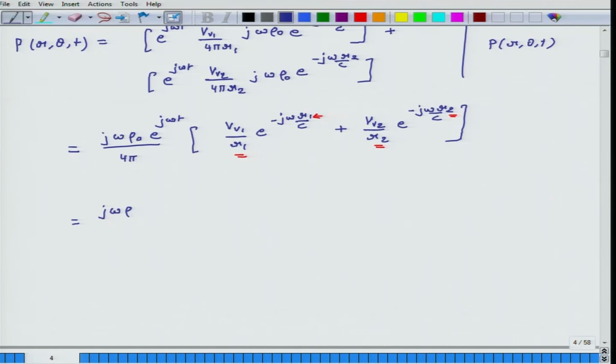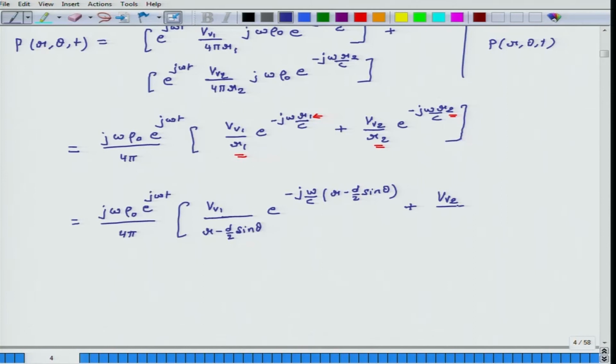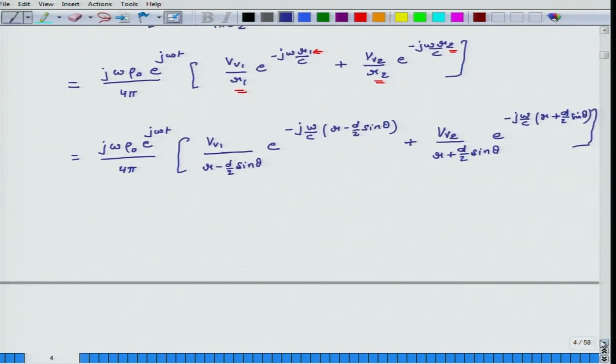So, I have j omega rho naught e to the j omega t divided by 4 pi, times the bracket of V v1 divided by R1, so it is R minus D over 2 sin theta, times e to the minus j omega over c times R minus D over 2 sin theta, plus V v2 over R plus D over 2 sin theta, times e to the minus j omega over c times R plus D over 2 sin theta, bracket closed. So, this is where we are.